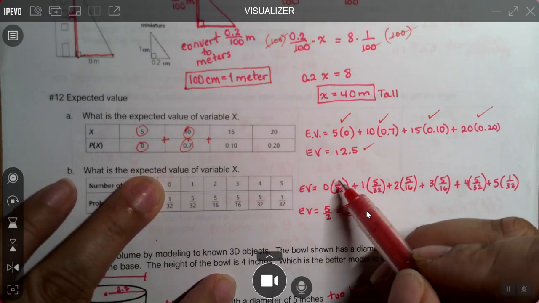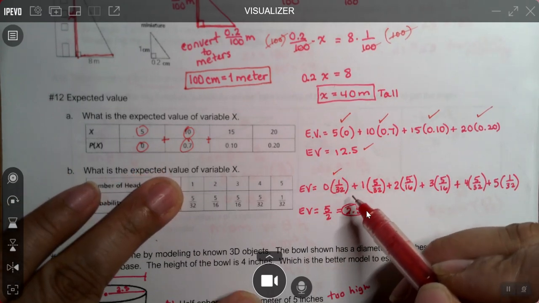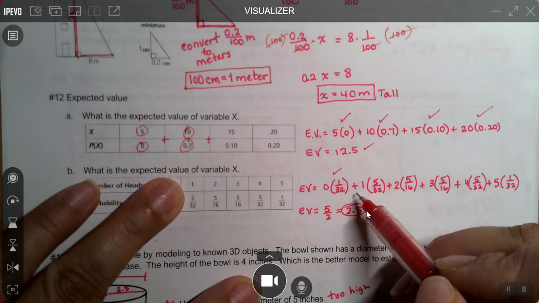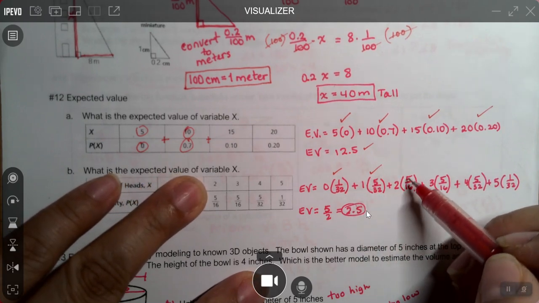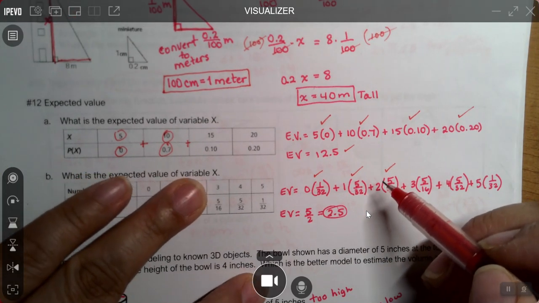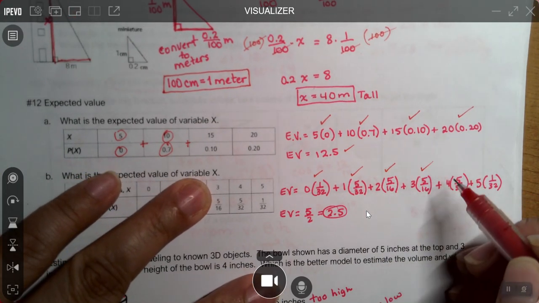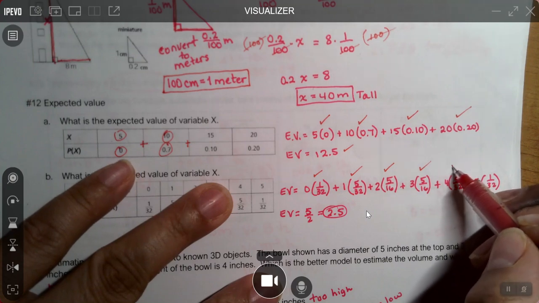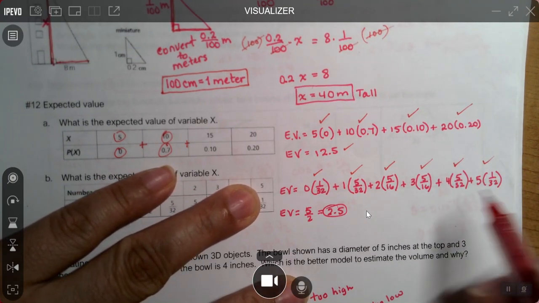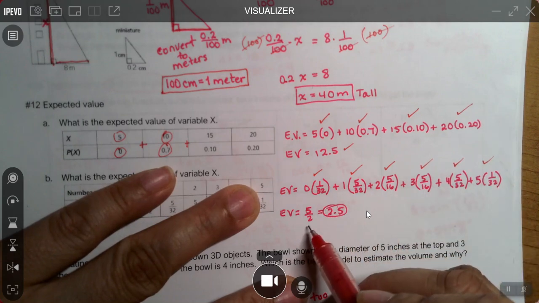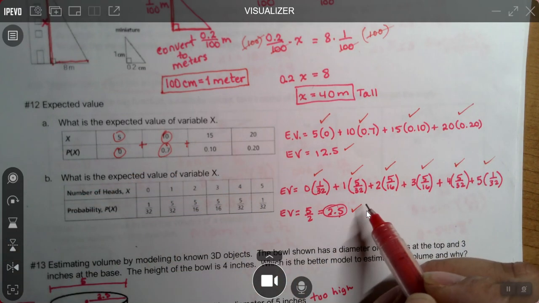All right, this one. 0 times 1 over 32 plus 1 times 5 over 32 plus 2 times 5 over 16 plus 3 times 5 over 16 plus 4 times 5 over 32 plus 5 times 1 over 32. Calculator, I got 5 over 2, which is 2.5.